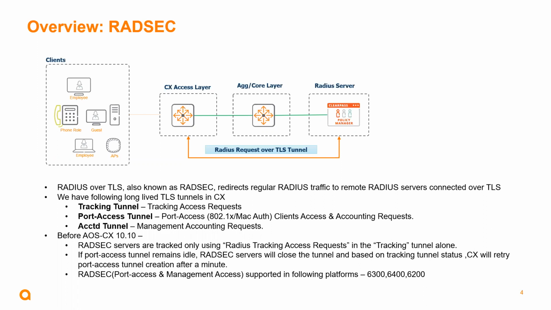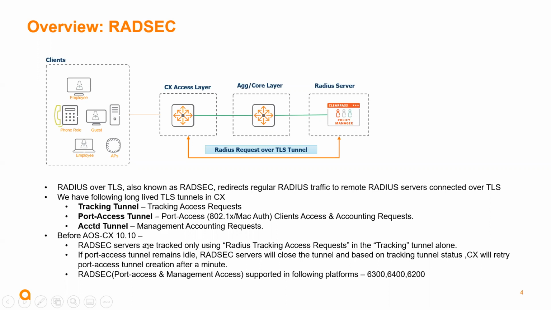Now we'll see what the behavior of RADSEC was before the 10.10 release. We have the tracking tunnel for identifying the reachability of the RADSEC servers. Only in the tracking tunnel does the tracking request go, and only through that tunnel can we identify whether the RADSEC servers are reachable or not. Once the tracking tunnel has identified the RADSEC server is unreachable, further access requests from the port access tunnel or from the accounting tunnel will not be created.